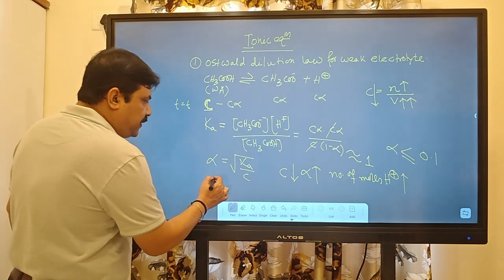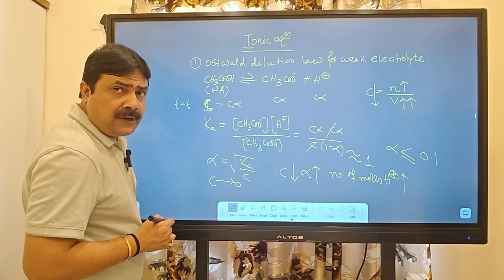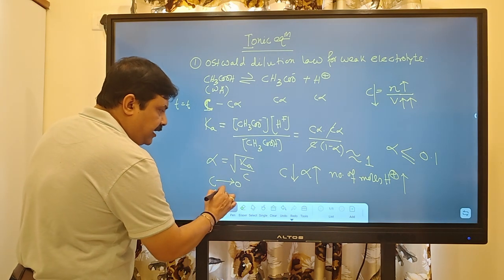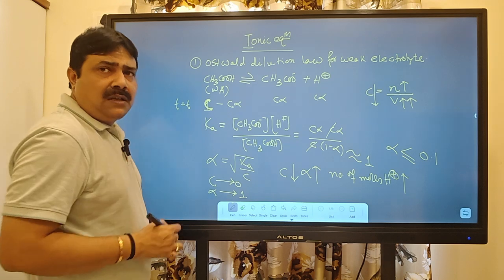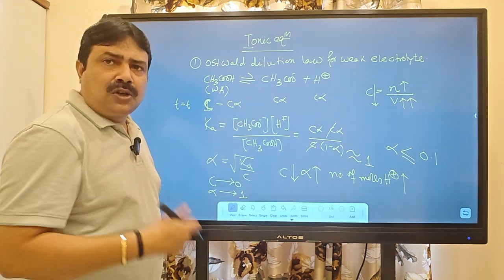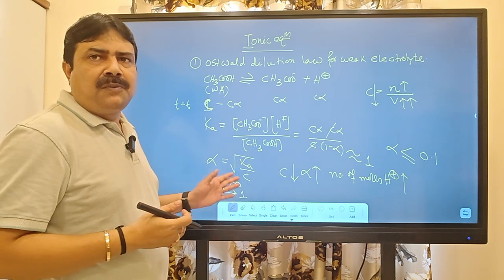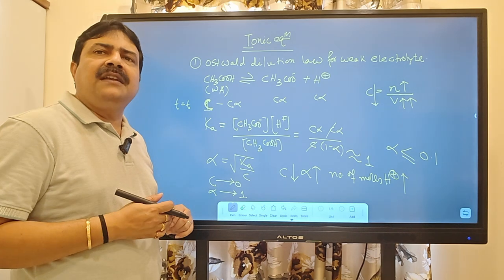Another point is very important. When C tends to 0, that means when we are going for infinite dilution, alpha cannot be infinity, because the maximum value of degree of dissociation is possible how much? Out of 4 molecules, 4 dissociate, so 4 by 4, the degree of dissociation maximum can be 1, and the percentage of dissociation maximum can be 100.